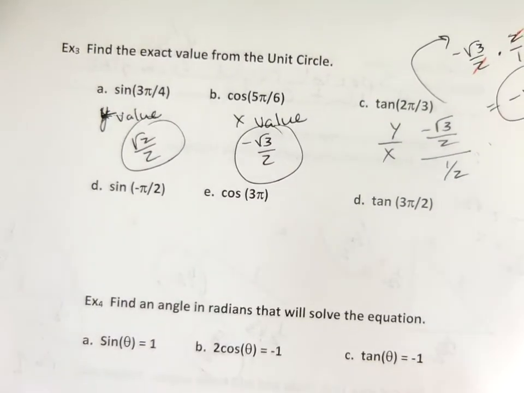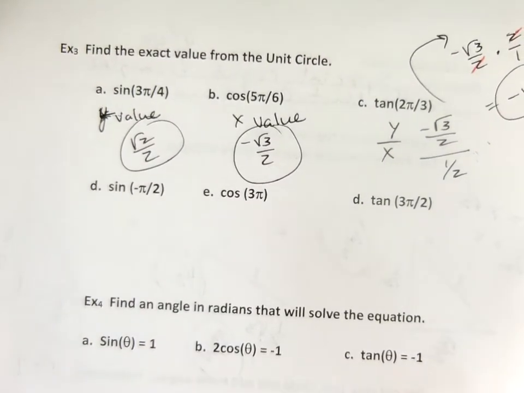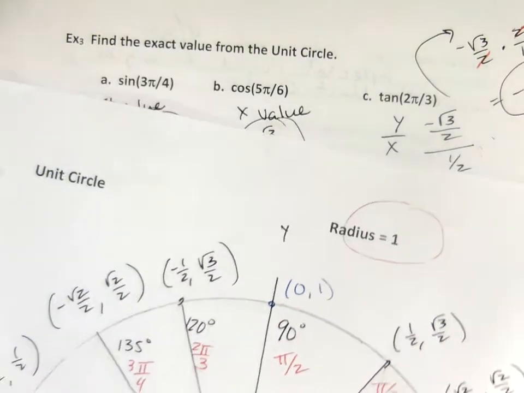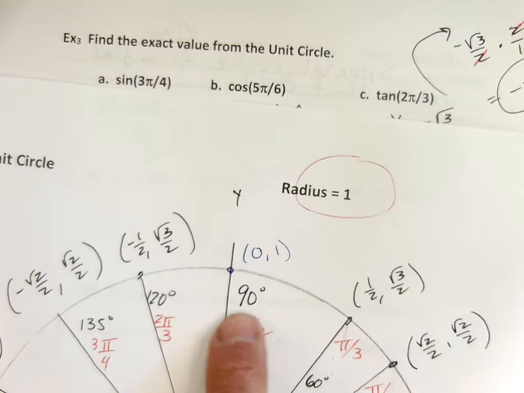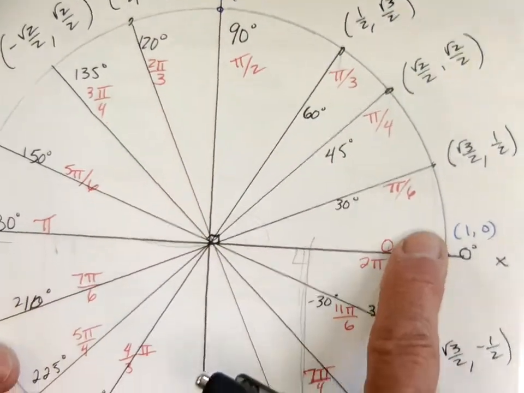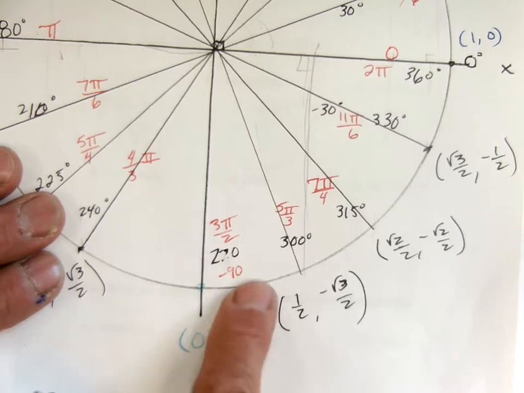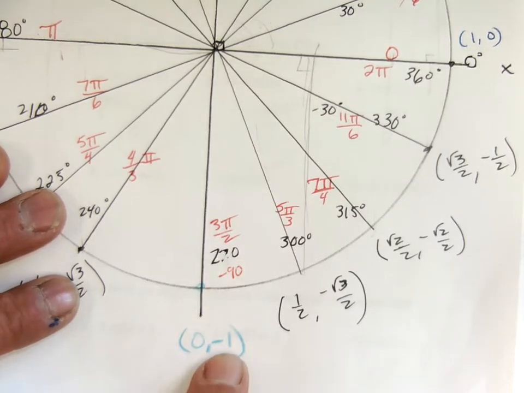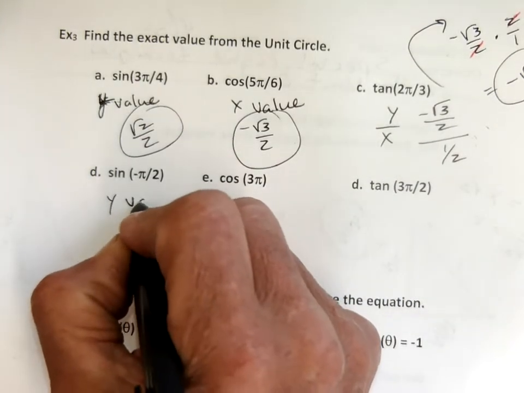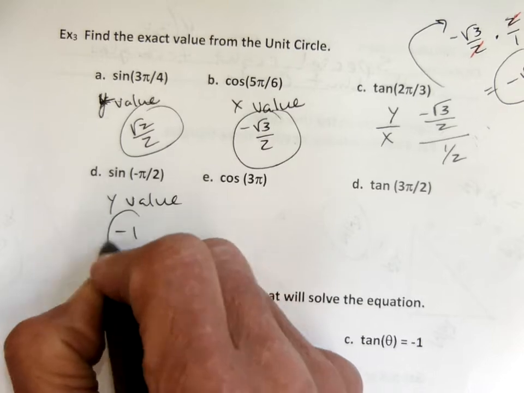All right, sine of negative pi halves. Okay, well, pi halves is here. But that's a rotation. Let's rotate negative pi halves, which puts us here. We need the sine value, which is the y value, which is negative 1.